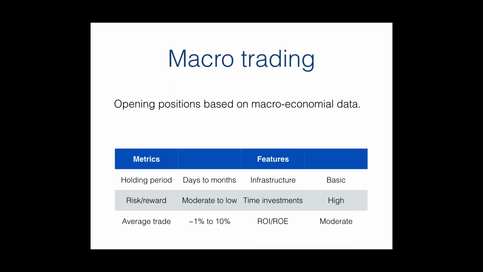Macro trading, and here we also mention fundamental trading, opening positions based on macroeconomical data. So all economical indicators, corporate reports, earning reports, and so on, they all go into this category. Now, what about metrics? Holding period, typically it is between days and months. And the risk to reward ratio in this case is moderate to low. And the average trade ranges, let's say, between 1 and 10%.